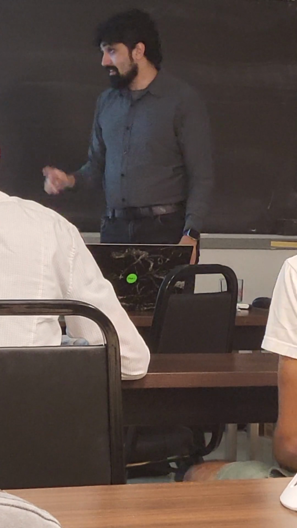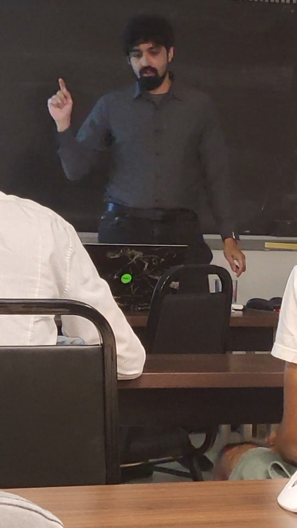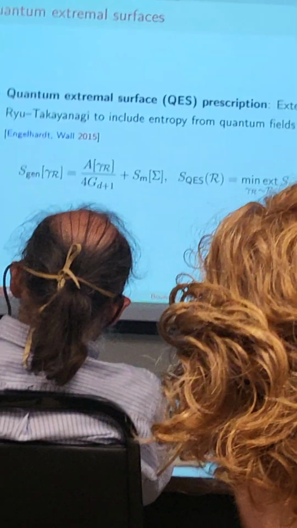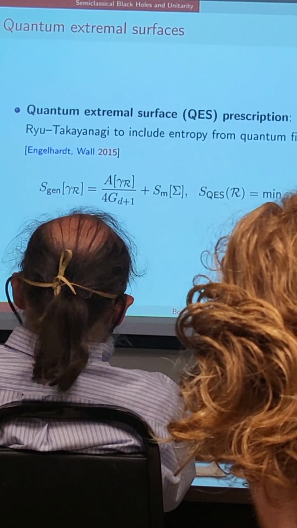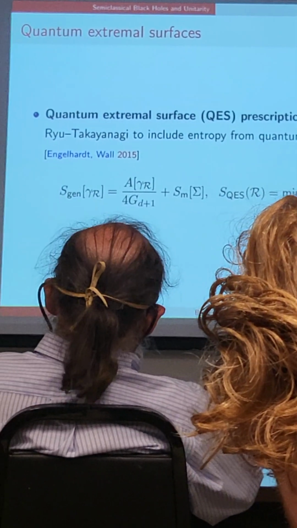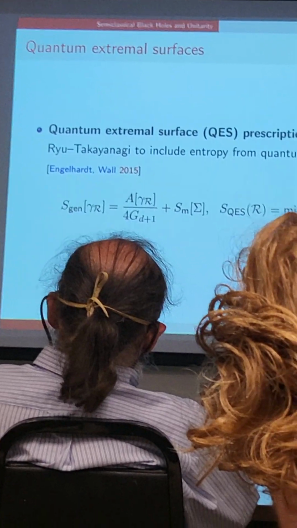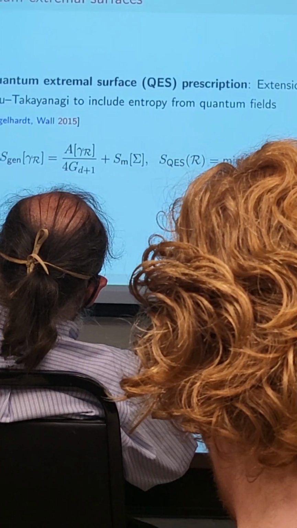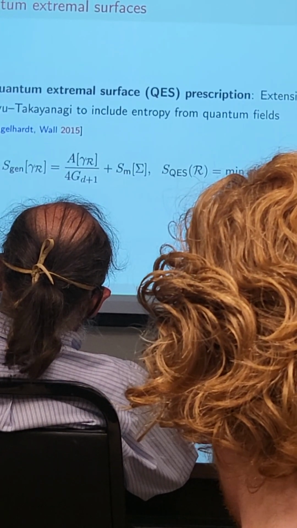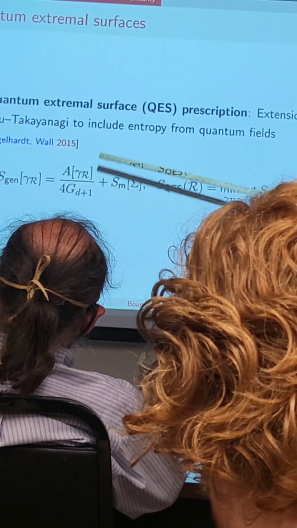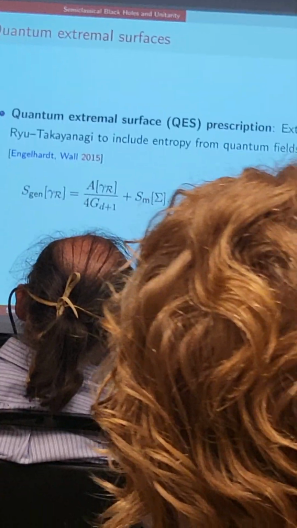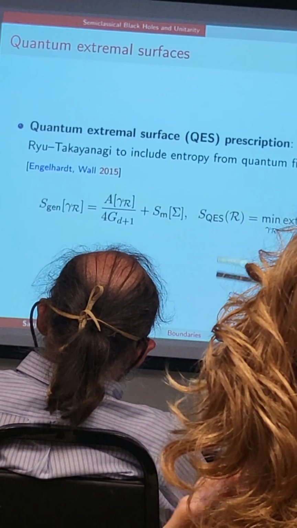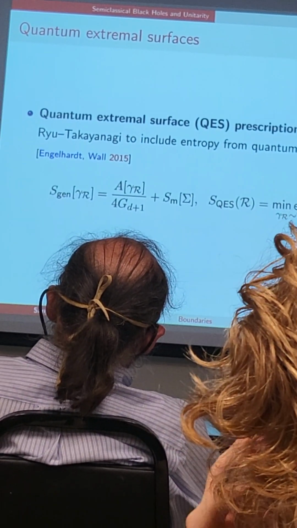So I said that didn't include quantum fields. There's an extension called the quantum extremal surface prescription, where you add quantum fields and you say, okay, instead of extremizing that area over 4G, I want to extremize this generalized entropy functional on the right, which includes this S_m that represents the entropy of the matter fields inside of that region sigma. So I want to minimize this whole sum. And the entropy I get by doing that, I'll call the quantum extremal surface entropy. And it's computed by some surface gamma R, which is called the quantum extremal surface.